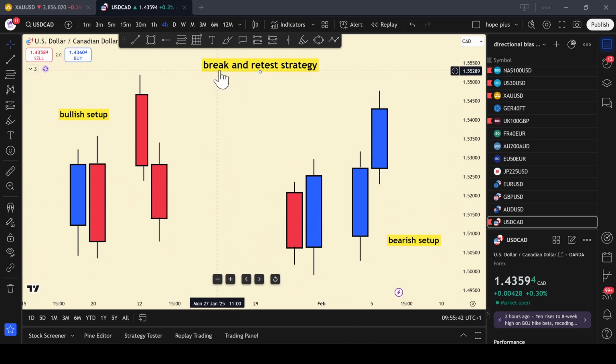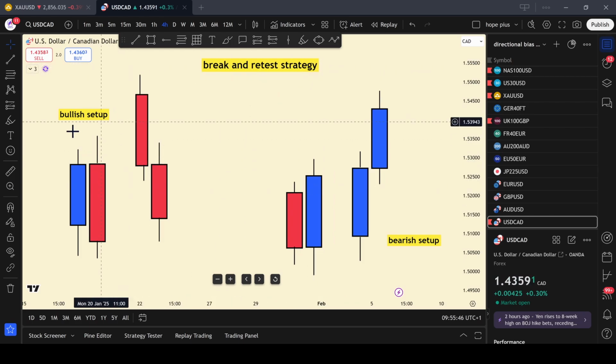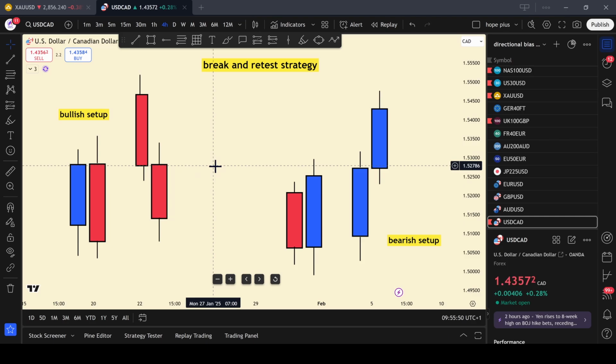So we are looking at the break and retest strategy, yeah? And my key level that I always use, as you all know, is the opening price. So in this area here, we have the bearish reversal opening price. And here we have the bearish continuation opening price.